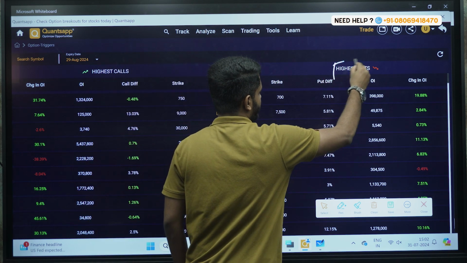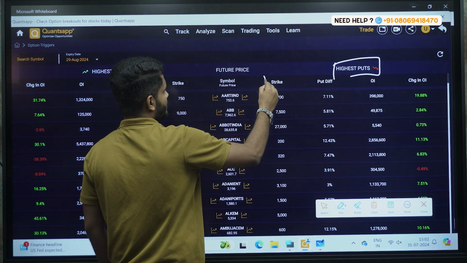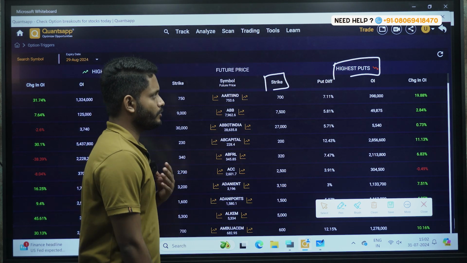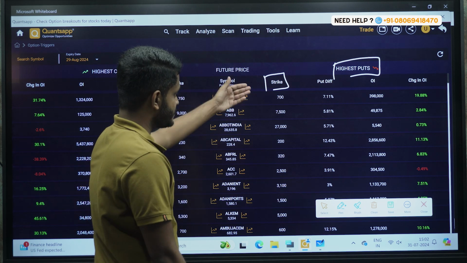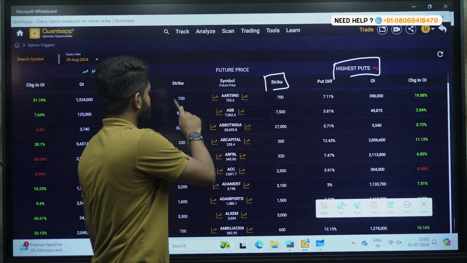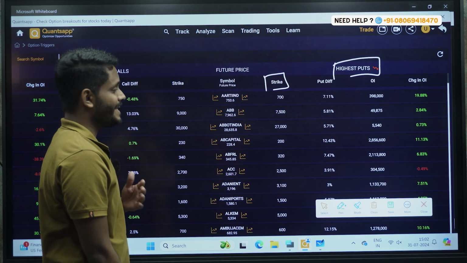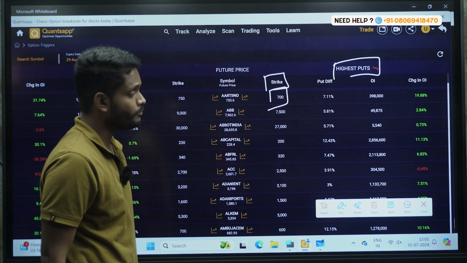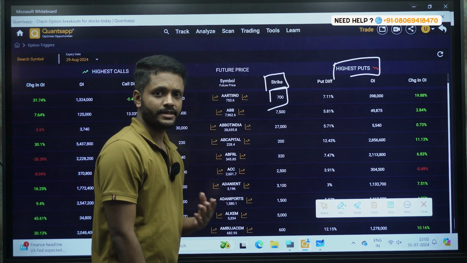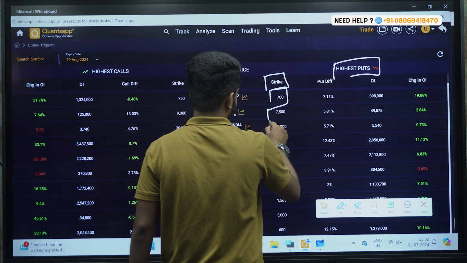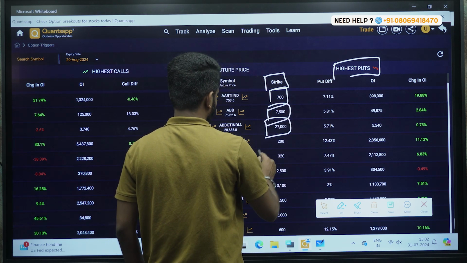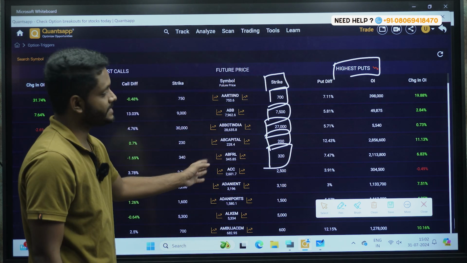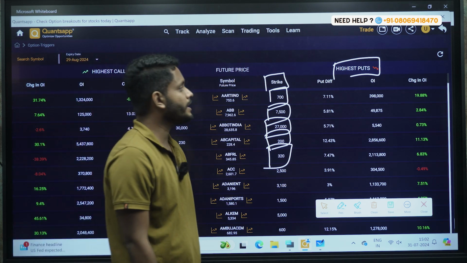If you see highest put side, here again there is an option called strike. This is again self-explanatory. I would say you can pause the video and guess on your own what this might be indicating. As we saw on the left hand side, strike was indicating a resistance level, so this would indicate a support level. For Aarti Industries as of now, based on OI, I could conclude that 700 is a strong support. For ABB 7,500, for About India 27,000, AB Capital 200, ABFRL 320.